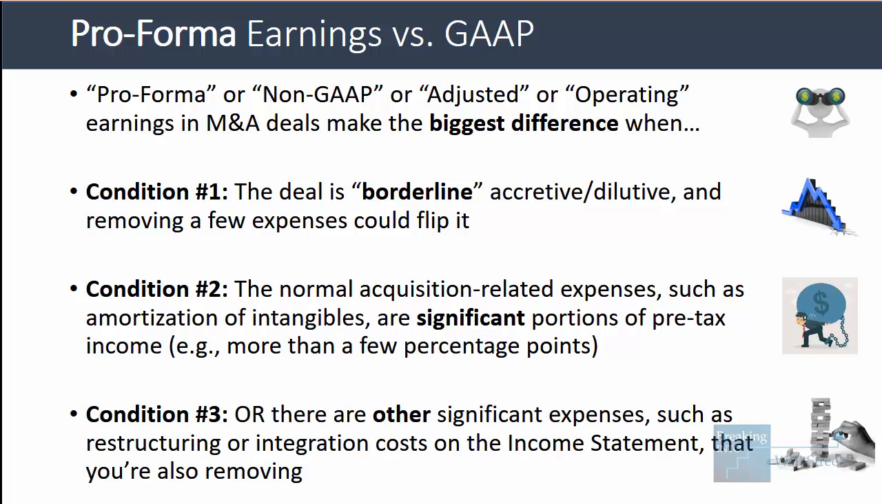And then finally, pro forma numbers make a bigger difference when there are other significant expenses like restructuring or integration costs on the income statement, and you're also removing those. Now, this point is a little tricky because oftentimes many of these expenses only show up on the cash flow statement, because they don't affect the company's tax situation at all, so they're not shown on the income statement. So you have to be careful about what appears on what statement when you're doing this analysis.